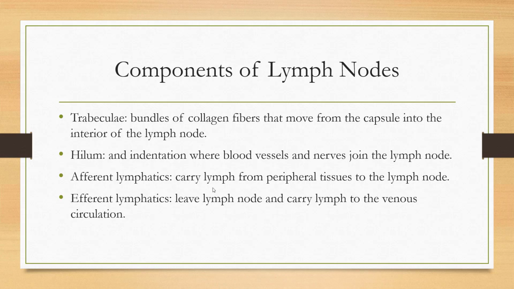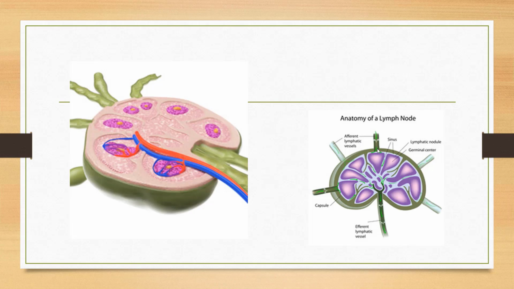Afferent lymphatics are going to bring lymph to the lymph node from the peripheral tissues. The afferent lymphatics will penetrate the capsule of the lymph node on the side opposite of the hilum. So here's our afferent lymphatic vessels on the side opposite of the hilum. Remember, afferent in the nervous system, afferent is accessing. So this is bringing lymph to the lymph node.